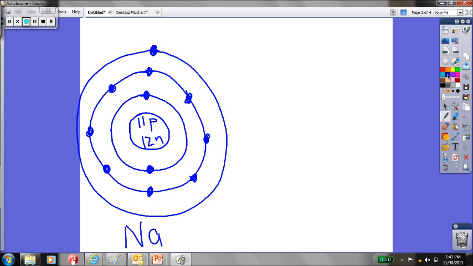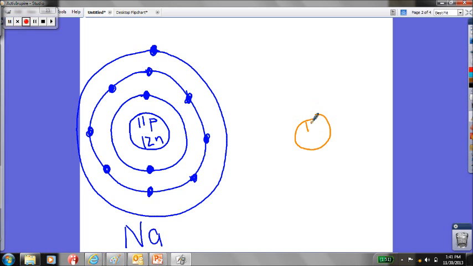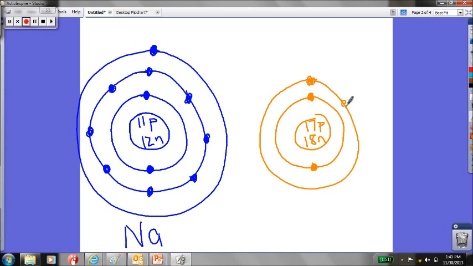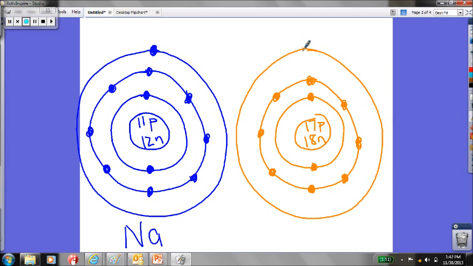Now I need to draw my chlorine atom, and we're going to change it up. We'll draw it in orange. So chlorine has 17 protons, and it has 18 neutrons, according to my periodic table. So 17 protons, that's 17 positive charges, and so I need to balance that out with 17 electrons. So let's draw the 17 electrons for chlorine. 1, 2, 3, 4, 5, 6, 7, 8, 9, 10. So we need another shell to put those remaining electrons. 11, 12, 13, 14, 15, 16, 17. So this is my chlorine atom at this point. It's not an ion yet.